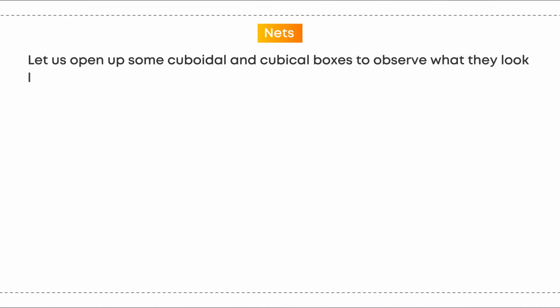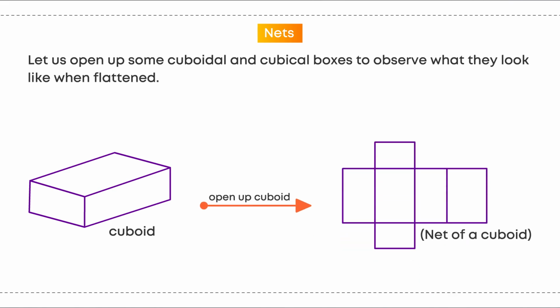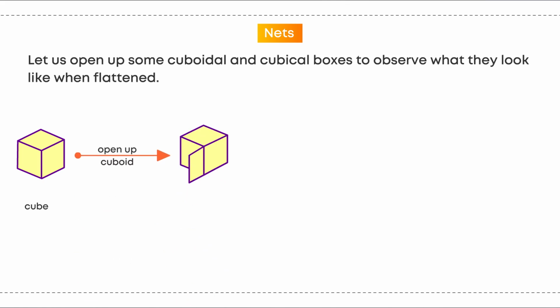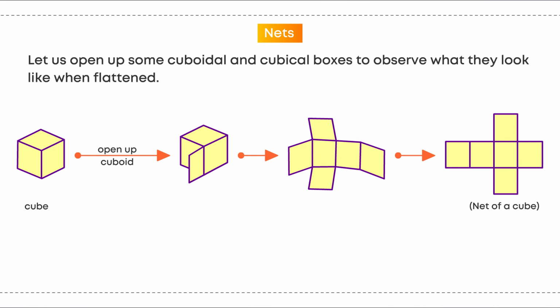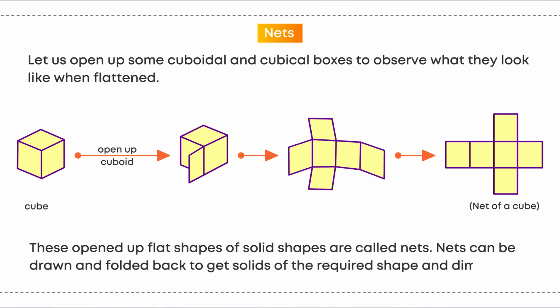Nets. Let us open up some cuboidal and cubical boxes to observe what they look like when flattened. A. Cuboid. Open up cuboid. Net of a cuboid. B. Cube. Open up cube. Net of a cube. These opened up flat shapes of solid shapes are called nets. Nets can be drawn and folded back to get solids of the required shape and dimensions.